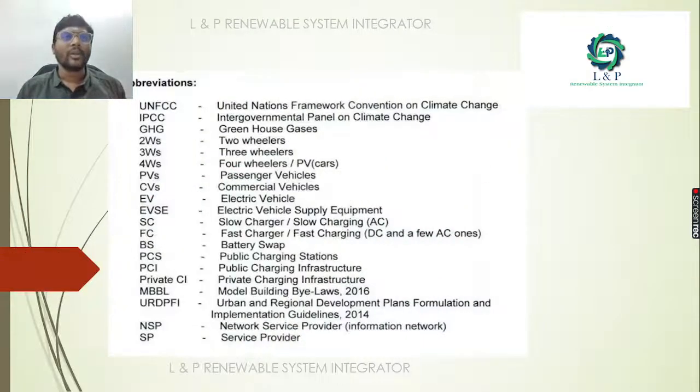In our discussions we might be using many short forms and abbreviations. If you have any doubt in those, kindly refer to this part.